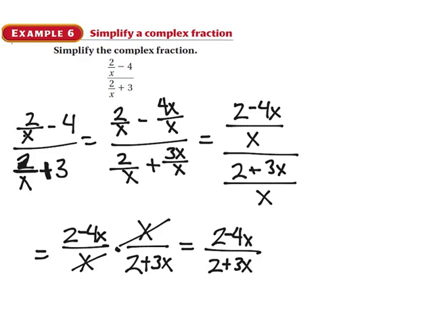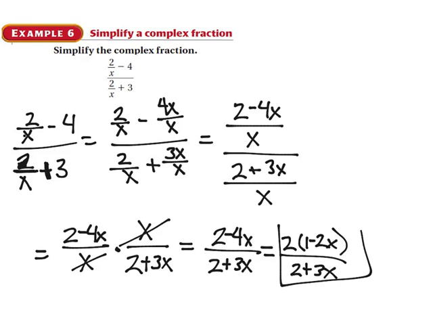And the top does have a GCF of 2. And so when I take that out, I get 2 times 1 minus 2x over 2 plus 3x, but that doesn't simplify, so there's our answer. You actually can go back to this since it didn't simplify, but it doesn't matter. Either of them are the correct answer.